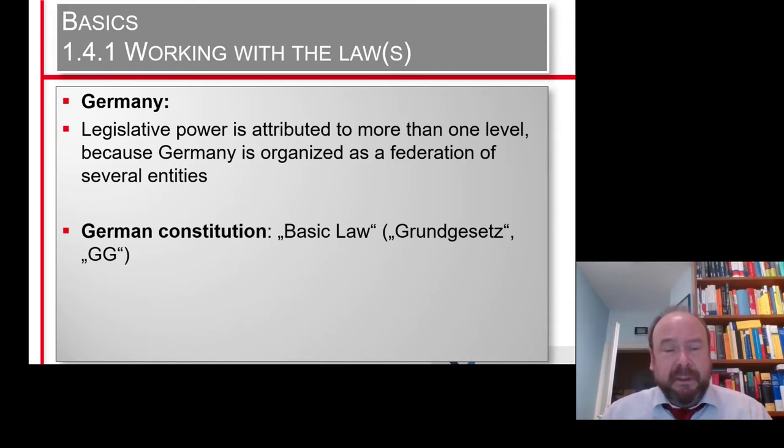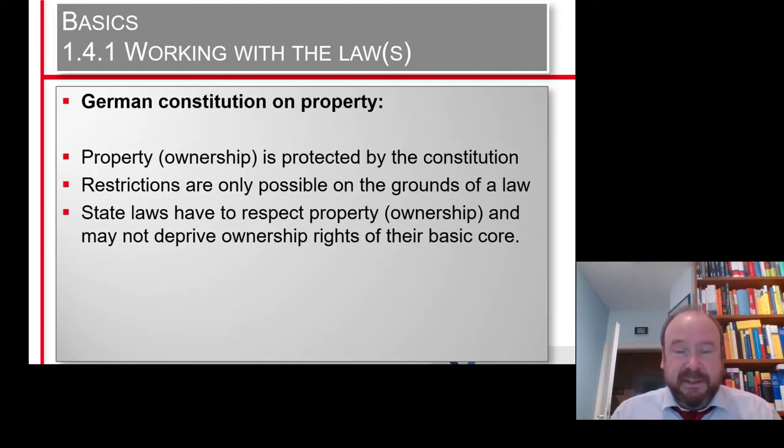In Germany, just to bring that as an example, the power to legislate is attributed to more than one single level of the federation, because Germany is organized as a federation of several entities, and each level of the federation has the right to issue and create laws. But the German constitution, which limits these possibilities for the individual bodies, is the basic law, called Grundgesetz, or GG as the official abbreviation is.